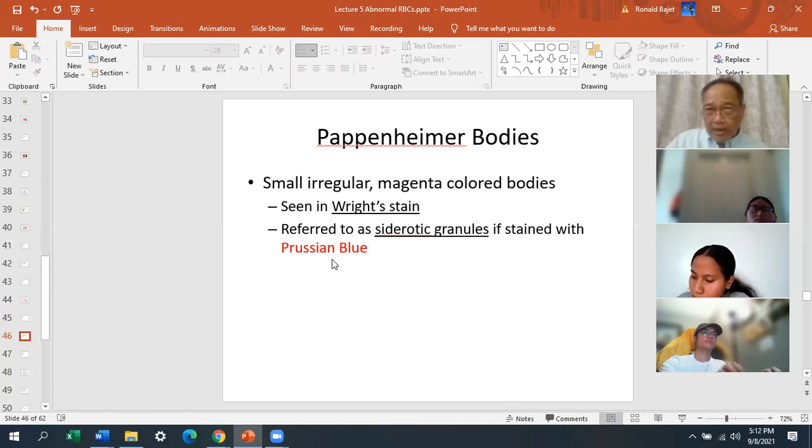With Wright stain, the term is Pappenheimer bodies. Using the Prussian blue, it's called siderotic granules. Just like with red blood cells, Wright stain is polychromasia, and new methylene blue is called reticulocyte. Make sure you know that. Under different staining conditions, you have different terms, just like the red blood cell and retics.